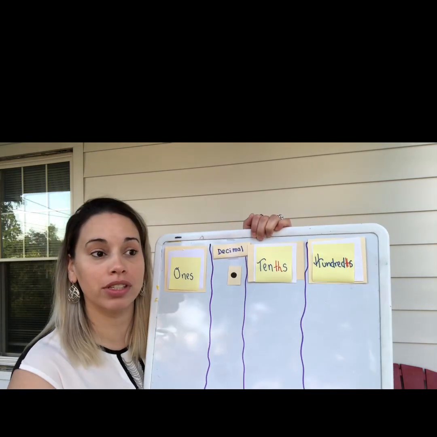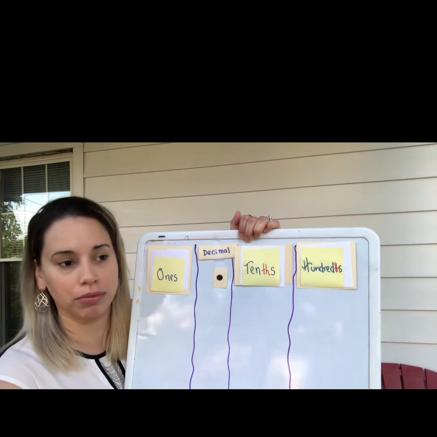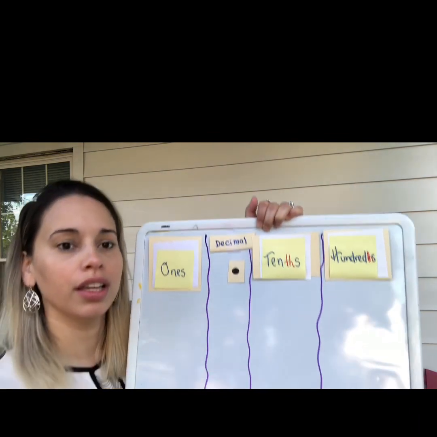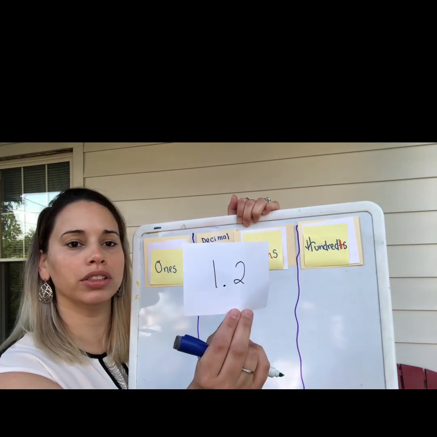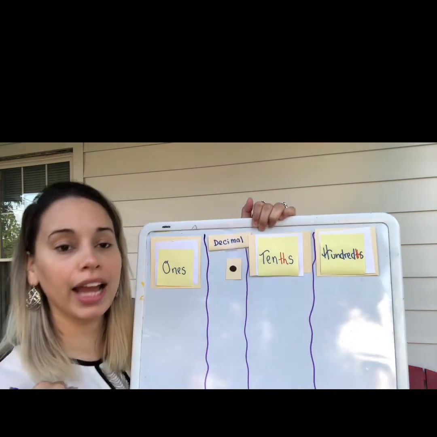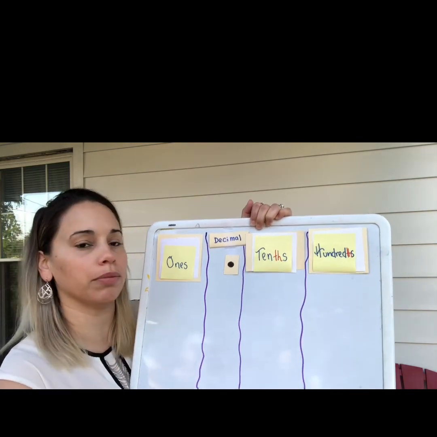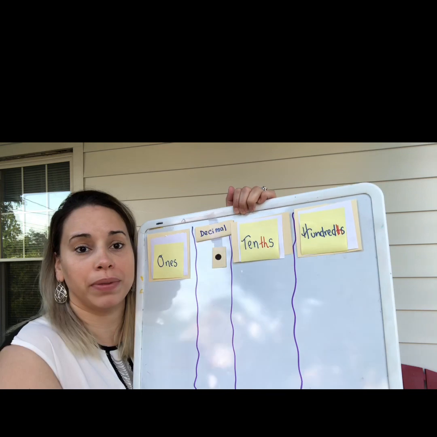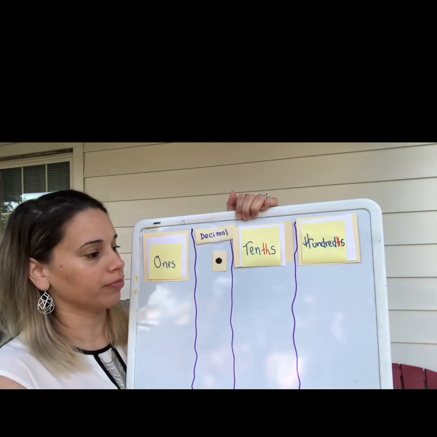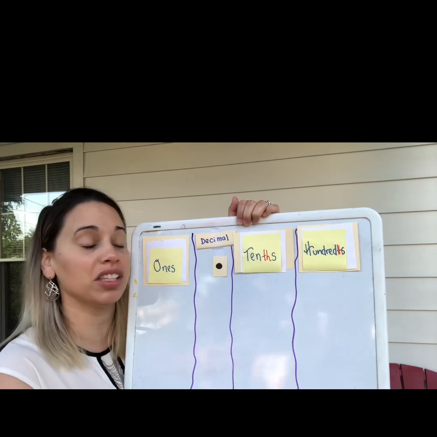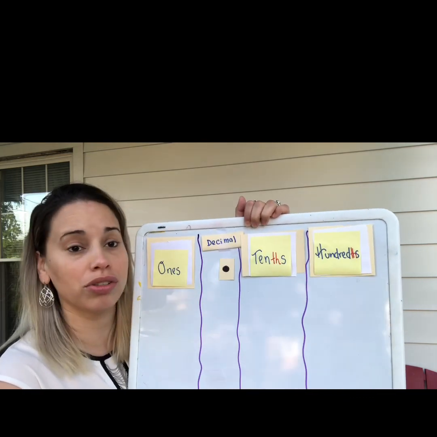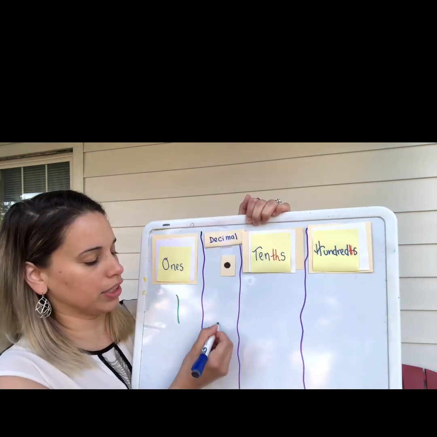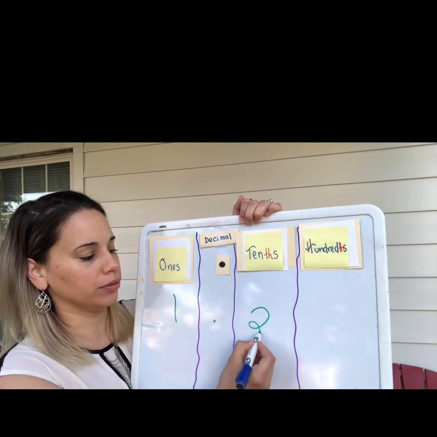So one of the numbers that was given to you yesterday was 1.2. I am going to show you how to place it on the place value chart so that during your independent work, you will be able to successfully get this done with this strategy of put it in place value. Again, this is one of the many strategies that you could use to order decimals. So we have a whole, which is 1. We have our decimal point, and then we have a 2.